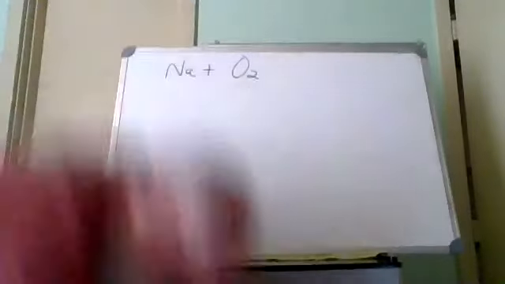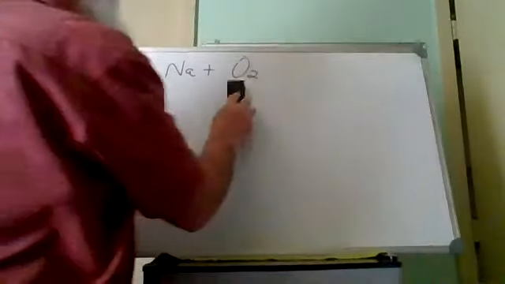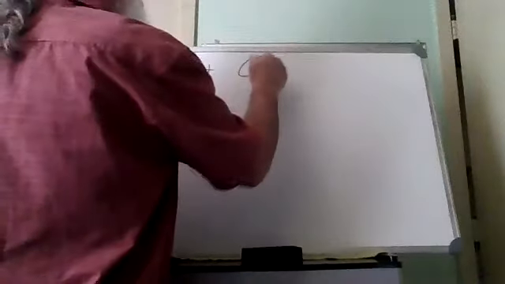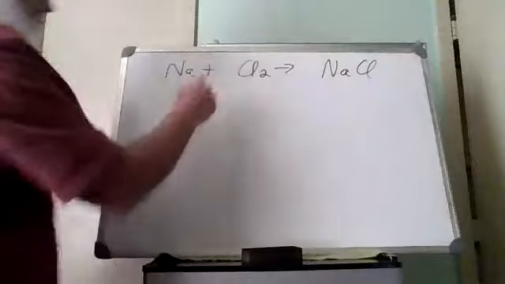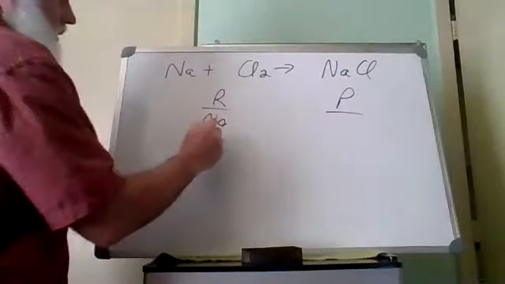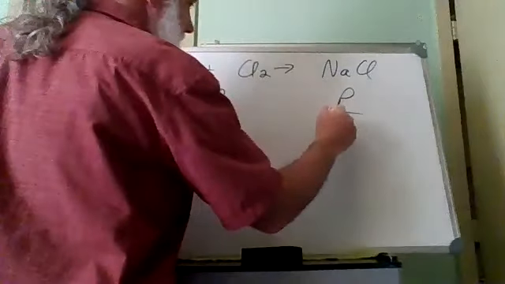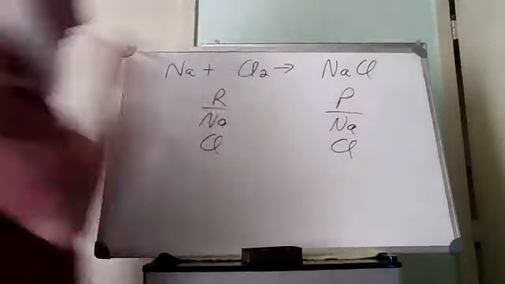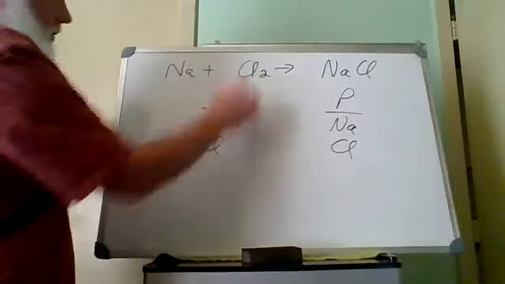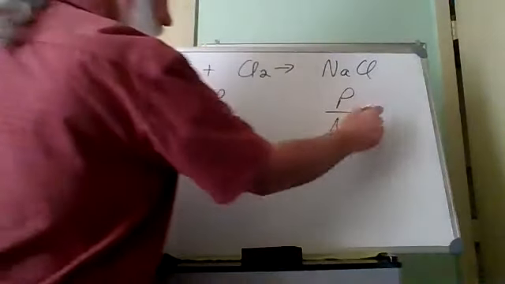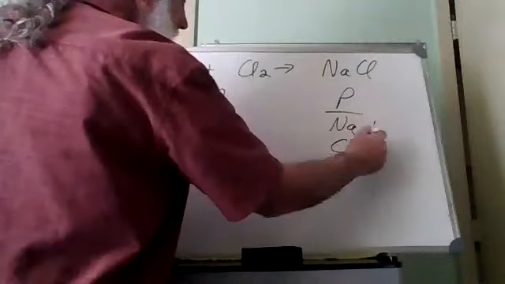Oops, sorry, didn't want O2 there. This is a very simple one. We're going to balance this, reactants and products. So we write down the elements in the order in which they appear, and we write down how many of each we have. So I have 1 sodium and 2 chlorines, 1 sodium and 1 chlorine.